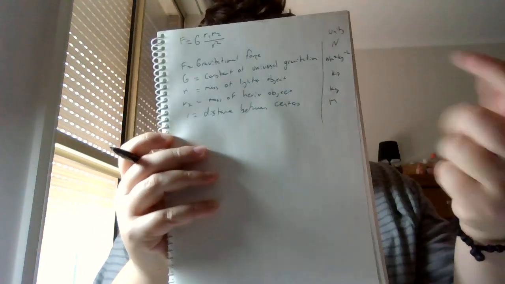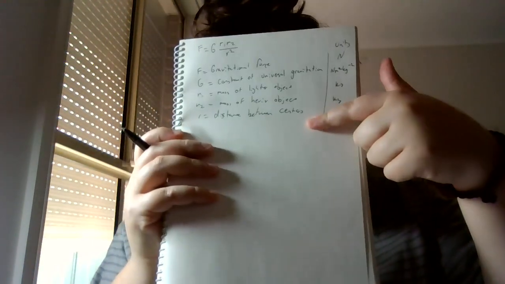Okay, gravitational force units is newtons. The constant of universal gravitation is newton meters squared per kilogram squared. I don't know, maybe it is meters. N m squared per kg squared. Yeah, turns out it is meters. Alright. Mass of the lighter object is in kilos, mass of the heavy object is in kilos, and distance between centers is in meters. Okay? All this information is on page 97.